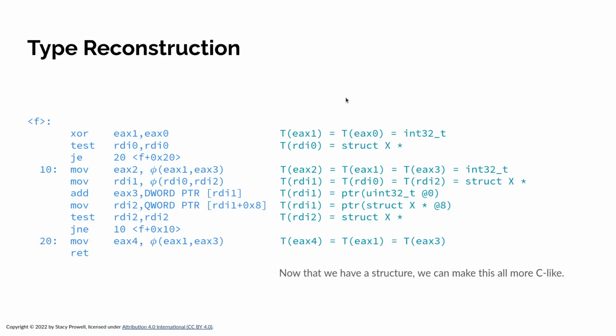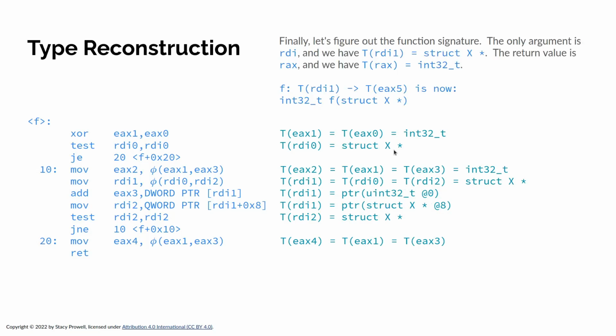So with that in, we now have a uint32 at offset 0, a pointer to a struct x at offset 8. RDI2 is just a pointer to that structure. We can also fill it in up here and even up here. And so we can make all this more C-like. Let's figure out the function signature. At the very end, we are returning EAX4. In the entry, we have RDI0. So we know that the type of RDI0 is a pointer to a struct x.